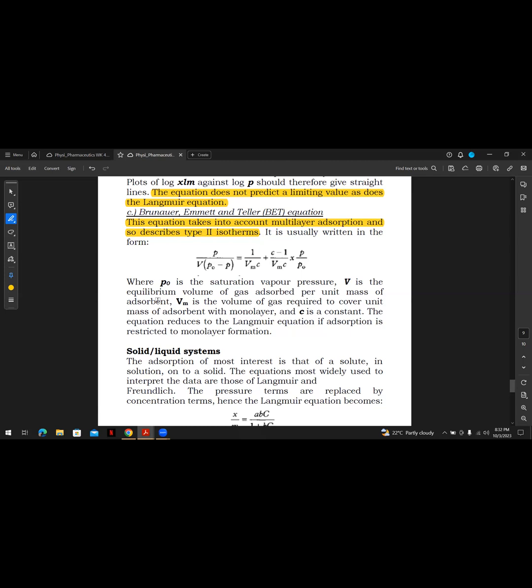So then the last part is the solid-liquid systems. The adsorption of most interest is that of a solute in solution onto a solid. So I thought a solute is a solid also. Can someone explain, does someone understand that sentence? Diana, do you understand that sentence? The first one.